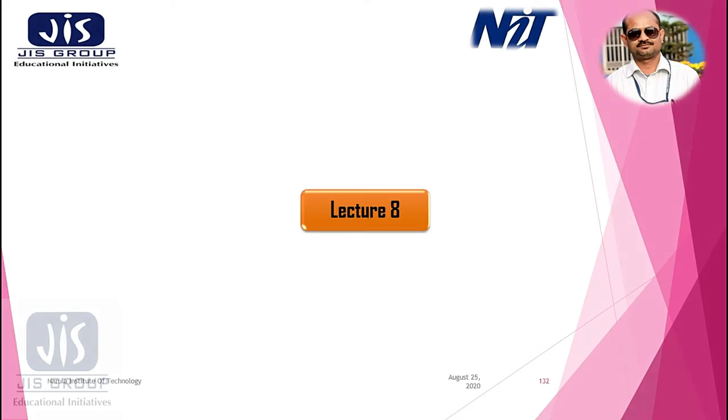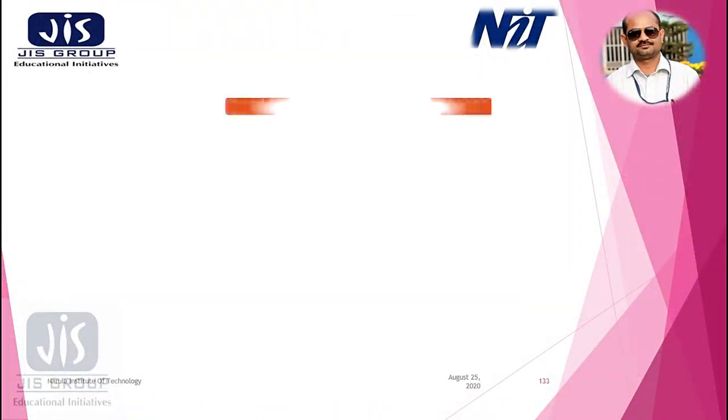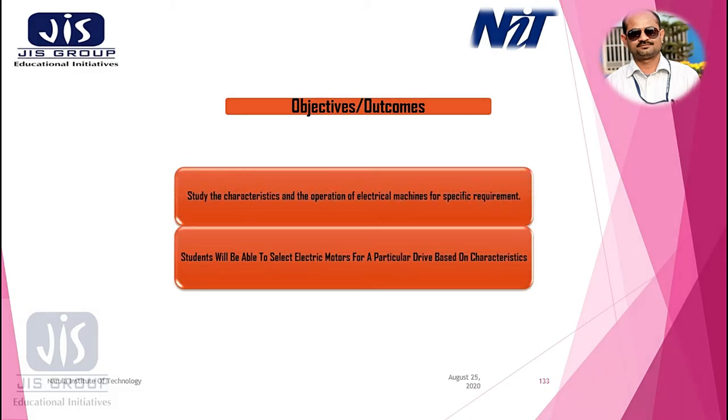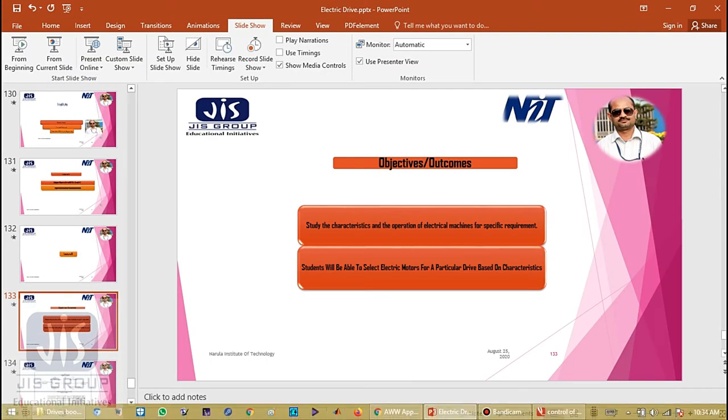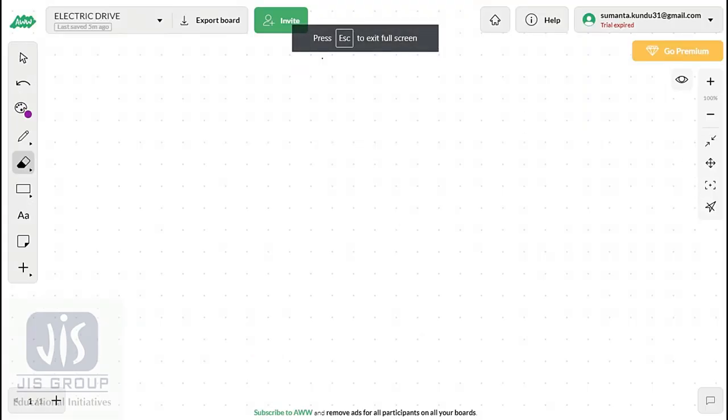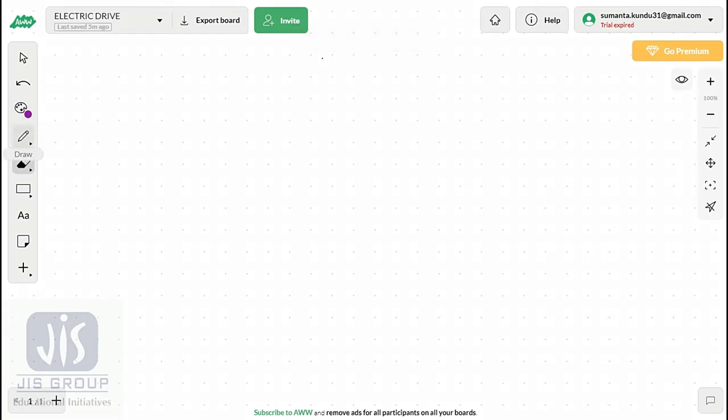Before we proceed further into the details of this course topic, we should know what is our course objective or rather outcome. So let's have a glance at the objective and outcome of today's topic. So this is my course objective or course outcome. So let's start. Starting of electric drives.